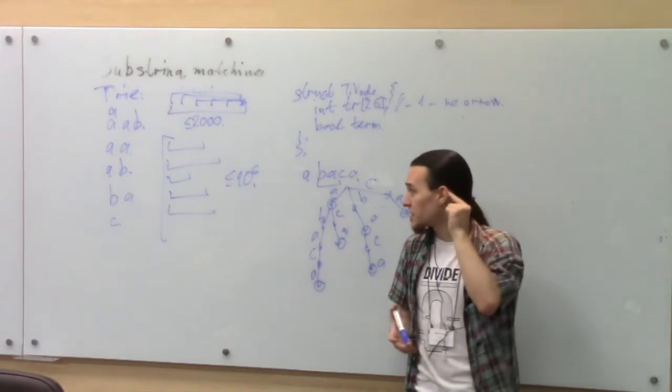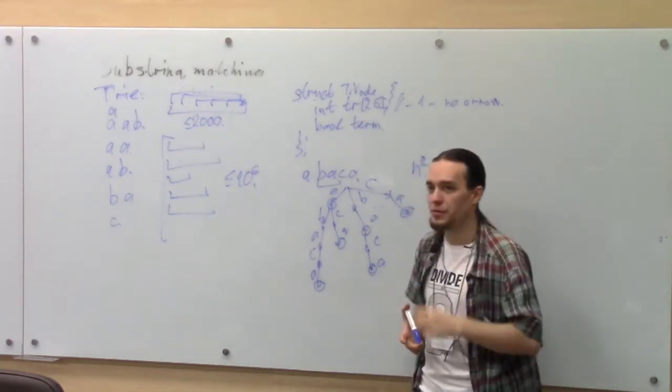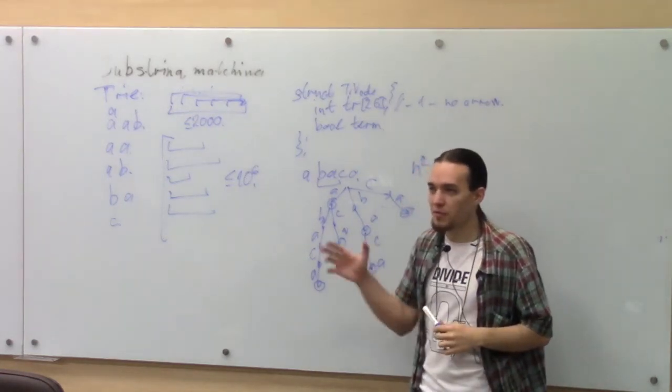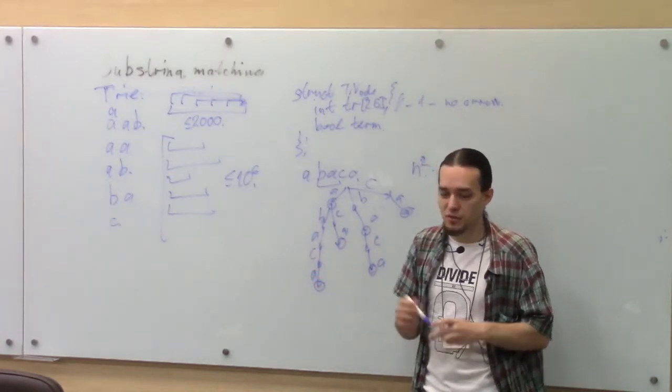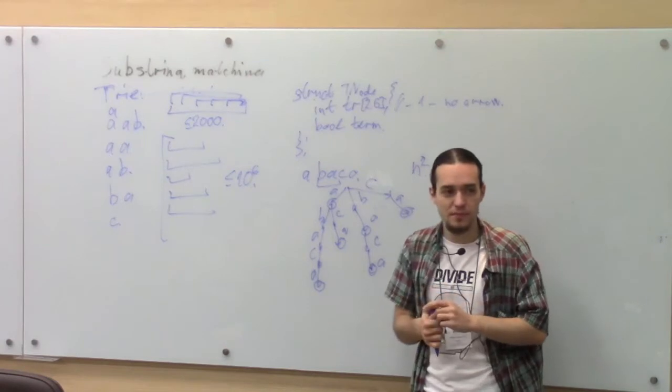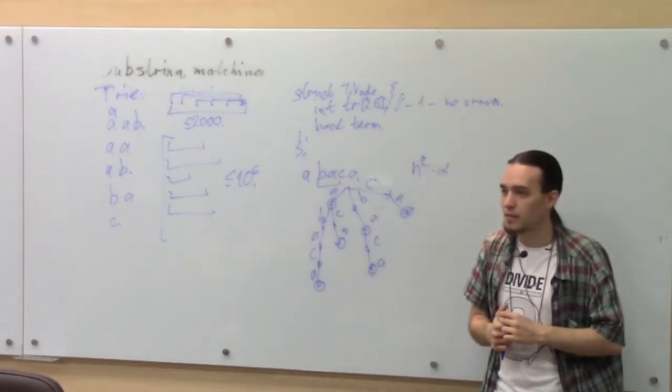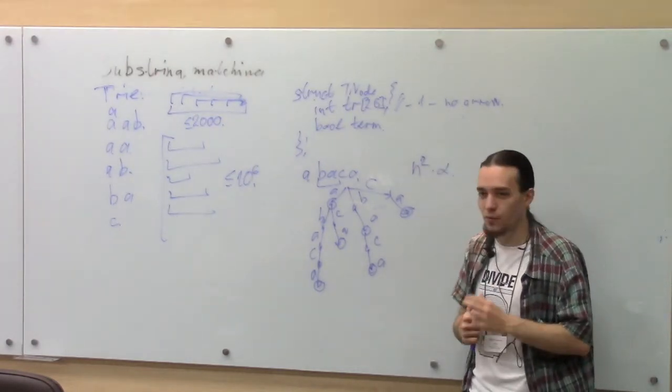Okay, but now let's assume that we want to count the number of occurrences of each string. Should it change too much of our solution? Okay, so how do we do that?